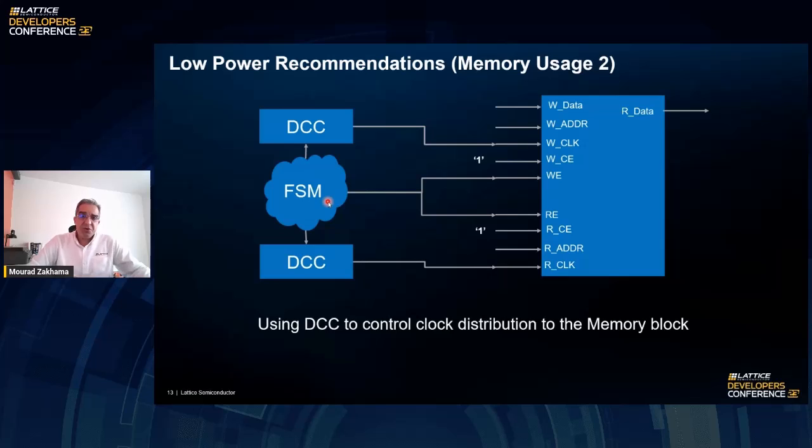The other way to do the same thing is to use the DCC, or dynamic clock control, with the DCC unit, and have an FSM that controls this write clock and read clock and only enables it when you need it. You may be accessing the memory 50% of the time, not 100% of the time. That's a 50% saving on the power by disabling the clock to these blocks.